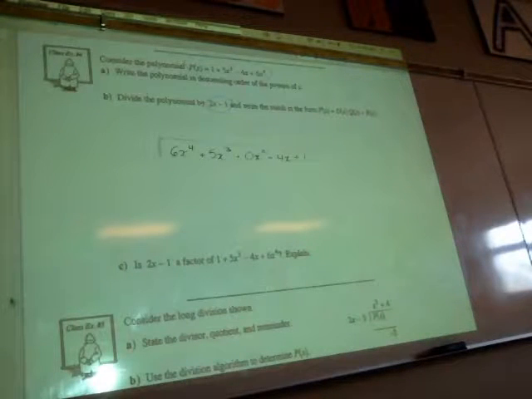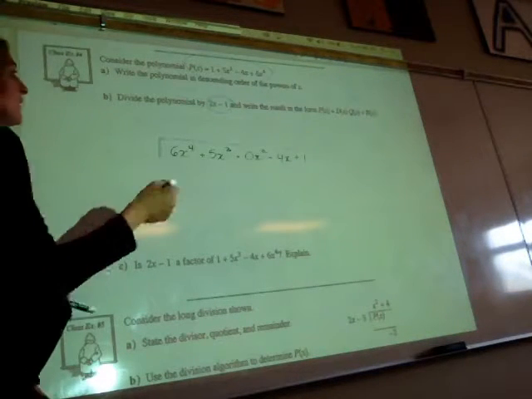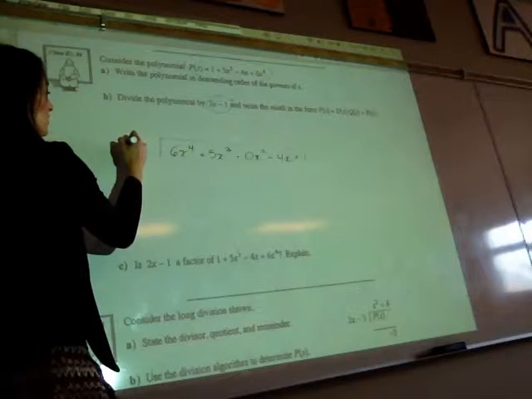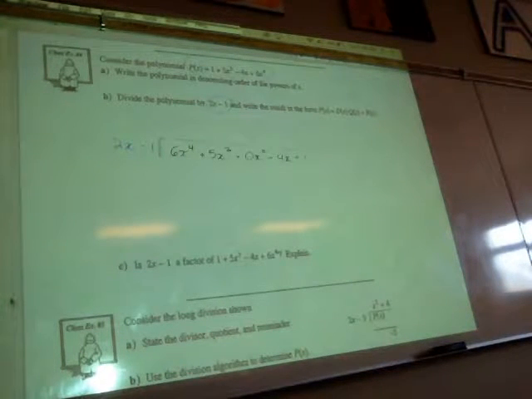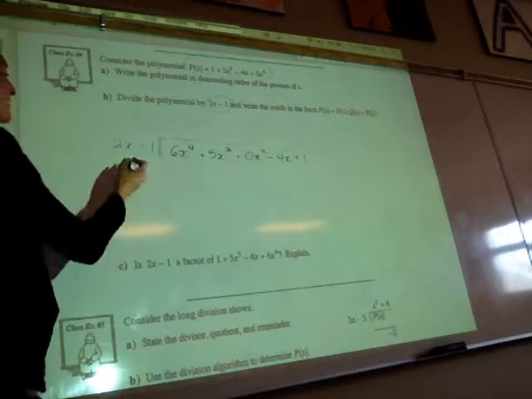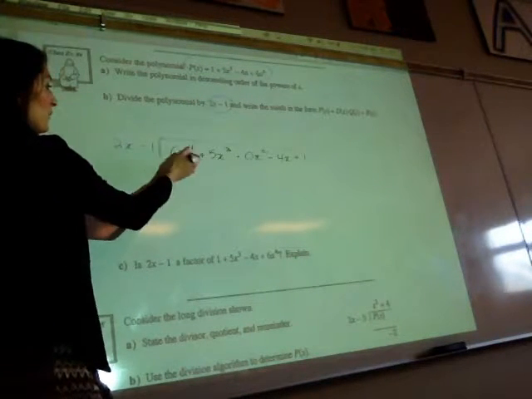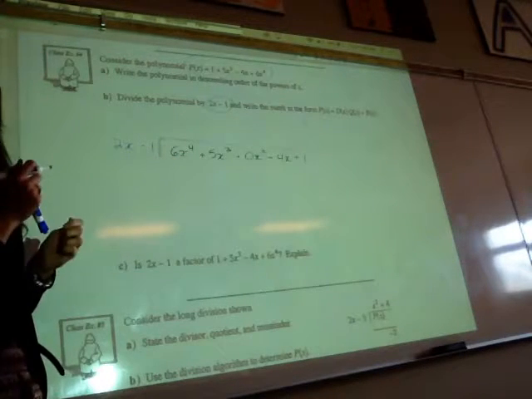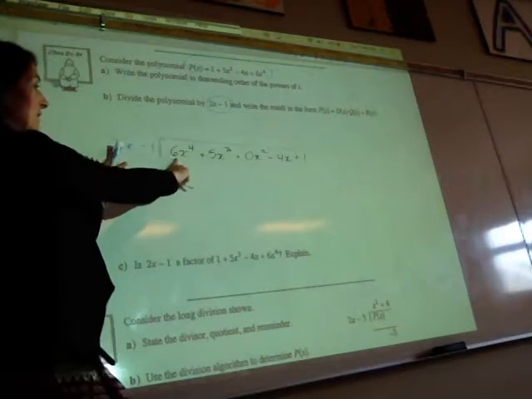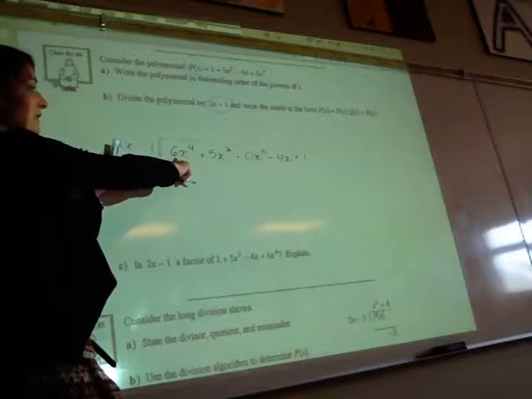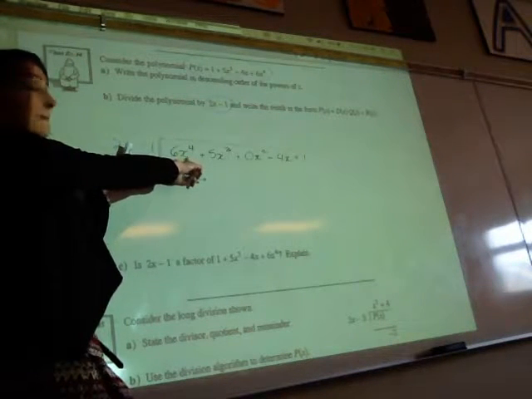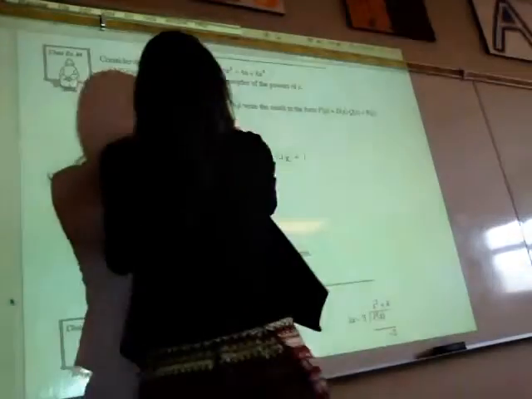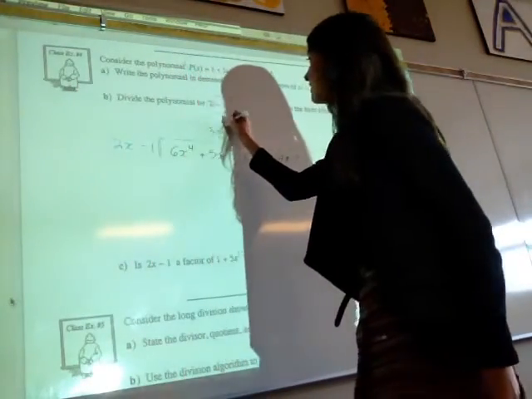Did we do okay? We included everything. Now we're going to write our divisor on the side, 2x minus 1. And we can start multiplying, which is kind of like dividing. Okay, so 2x times what will give me 6x to the power of 4? Let's just start with the 2 and the 6. 2 times what gives me 6? 3. Okay. X times what gives me x to the power of 4? X cubed. So I have 3x cubed.